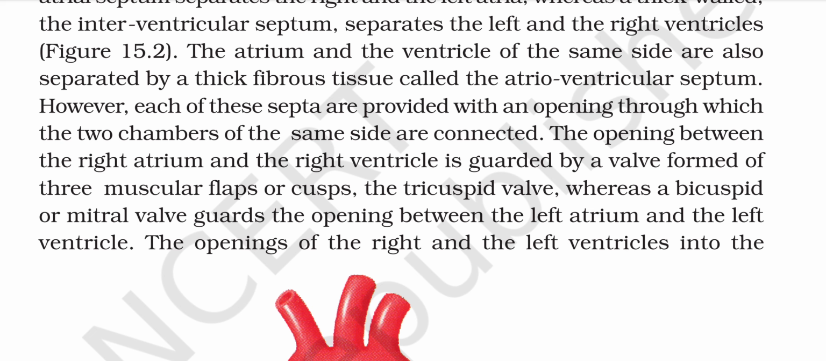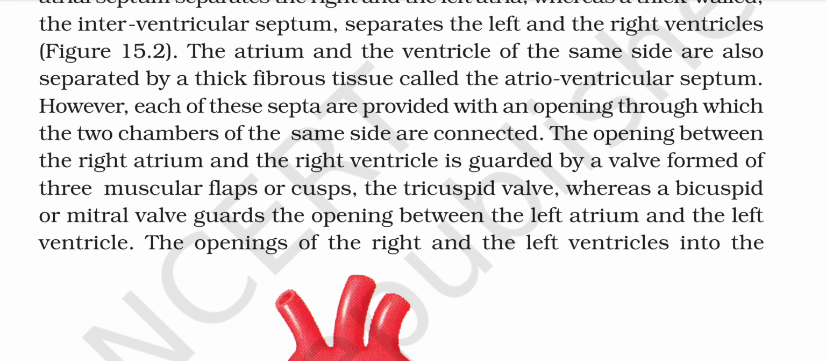The opening between the right atrium and the right ventricle, the right atrium, I told you, is the deoxygenated region. Deoxygenated blood comes here in the right atrium and then the right ventricle. The opening is guarded by a valve of three muscular flaps or cusps, the tricuspid valve, whereas the bicuspid or mitral valve guards the opening of the left atrium and left ventricle.